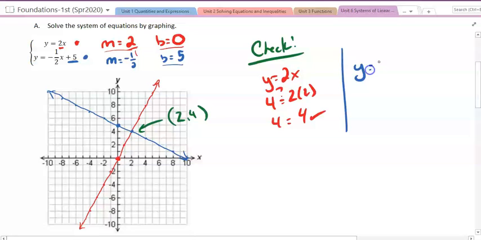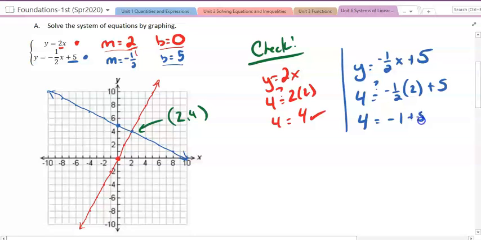And so I'm going to get y equals negative 1/2 x plus the 5. And substituting our ordered pair 2, 4: is 4 equal to negative 1/2 times the 2 plus the 5? And so negative 1/2 times 2 is negative 1. And so I'm going to get negative 1 plus 5, and negative 1 plus 5 is 4. So that side also checks out. So 2, 4 is our solution to this first system.